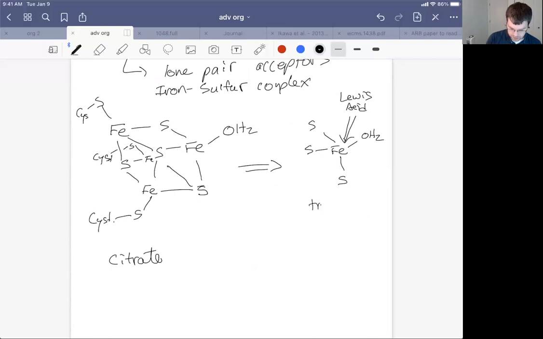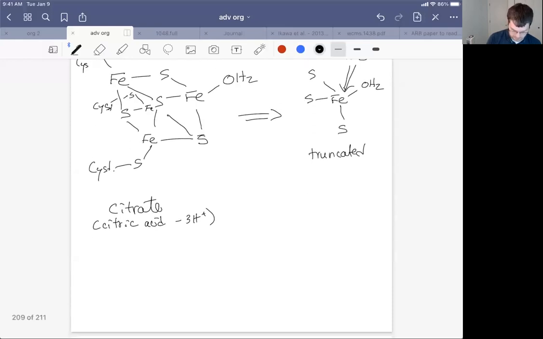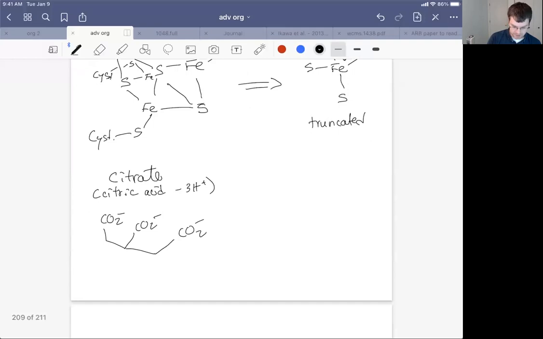So I'm just going to write the truncated structure over here, just so we see that that's the abbreviated structure. So let's take citrate, which is citric acid minus 3 H pluses. Okay, so citrate looks like this. We've got a CO2 minus because we've lost a hydrogen from a carboxylic acid. We've got a CO2 minus, got a CO2 minus. Kind of looks like glycerol except with carboxylic acids. And then in the central position, we've got an OH. And it's this OH that actually adds to the iron of our iron sulfur complex.